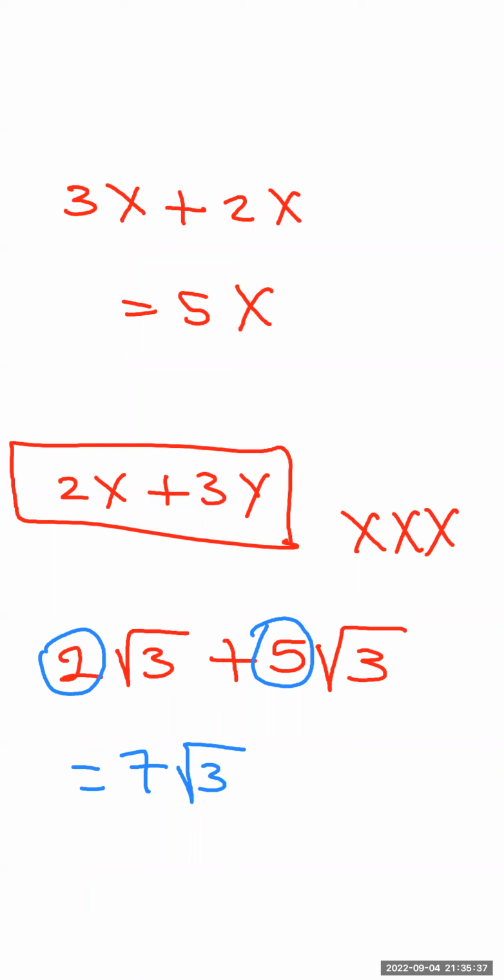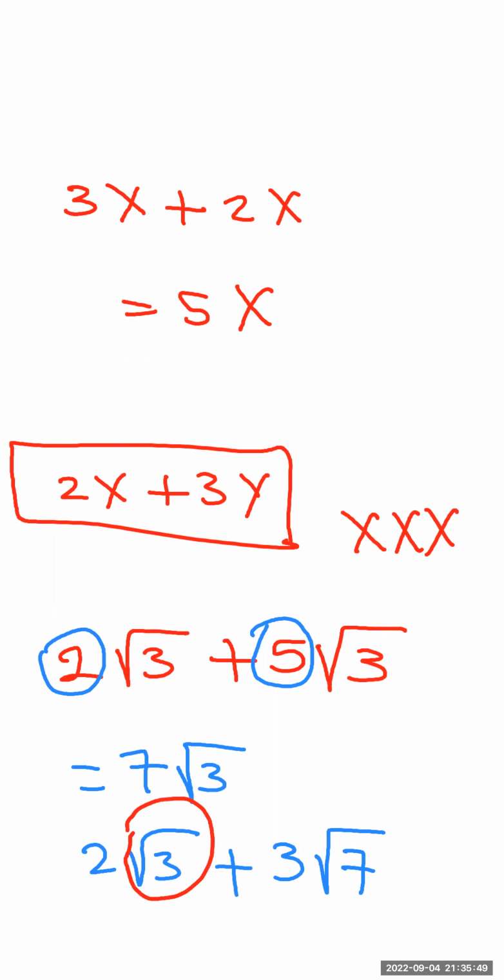Okay? But guys, we can't add 2 square root of 3 and 3 square root of 7. We can't add these two numbers because this one is square root of 3, this one is square root of 7. It's totally different, like adding x and y. So it has to be exactly the same. Okay?